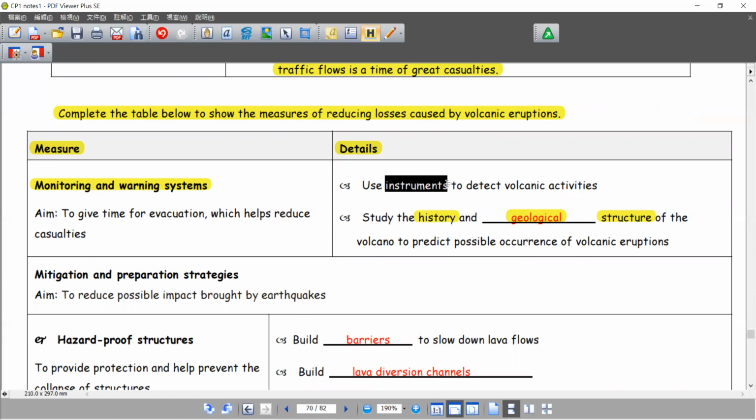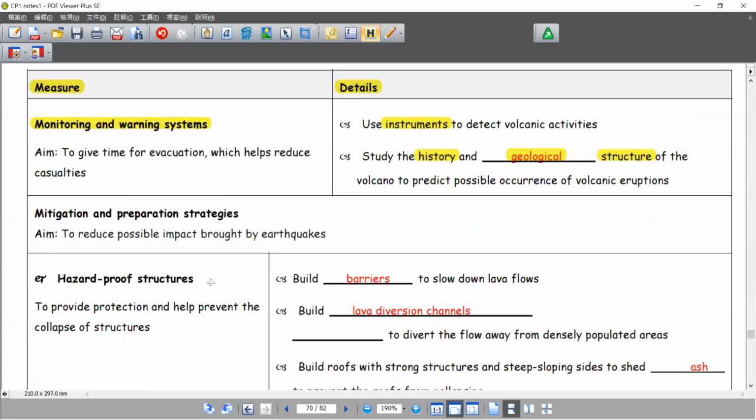You may ask whether a seismograph is useful. If one is put next to the volcano and specifically used to check the tectonic activities there, then it is useful. But we suggest you don't write down seismograph only. You can also tell me about the history and the geological structure of the volcanoes. Then hazard-proof structures and building barriers, just like I've told you.